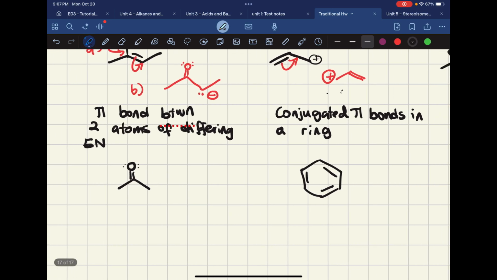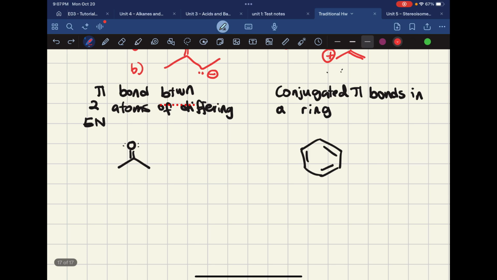Let's look at this option over here. This is a pi bond between two atoms of differing electronegativity. This would be our fourth pattern. We have a pi bond here between carbon and oxygen, right? Those are our two different electronegativities. The electrons are going to be attracted towards the one with a higher electronegativity. So the electrons in this pi bond are naturally going to gravitate towards the oxygen. And notice here how there's only one arrow. There isn't two. So what we end up with is this.